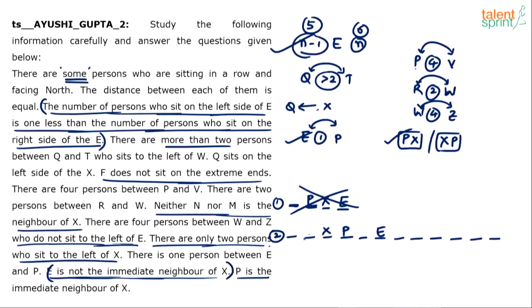Now, on the left of X, we have only 2 places. So, Q can either come here or here. There are only 2 possibilities for Q. Okay? So, in one way, I think we have understood this point as well. What should we do next?